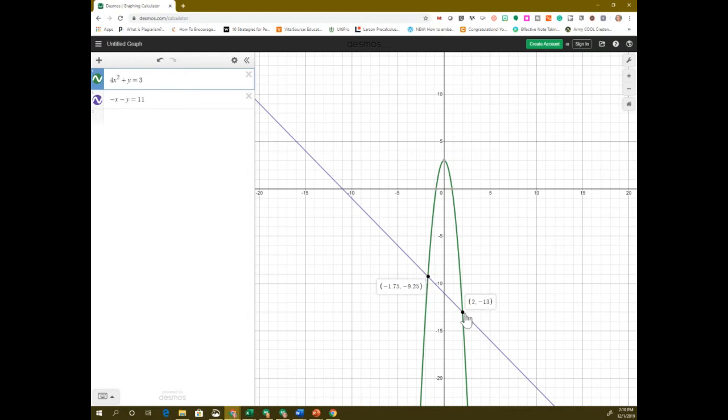So you can see 2 comma negative 13 is one of our solutions. The other one we had fractions. It was negative 7/4, which as a decimal is negative 1.75. And then negative 37 over 4 as a decimal is negative 9.25. So we can verify our answers by looking at the graph. And you can see that these are the two intersection points where we had a parabola intersecting with a line. And so it crosses it at 2 points.